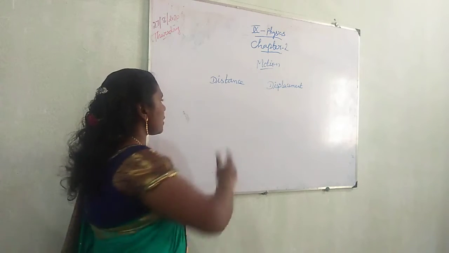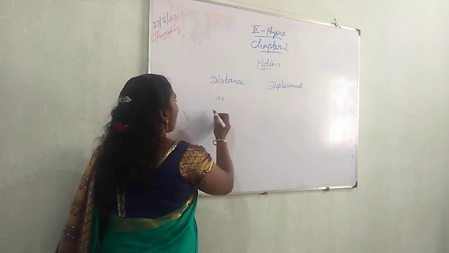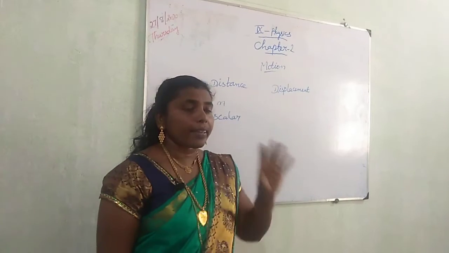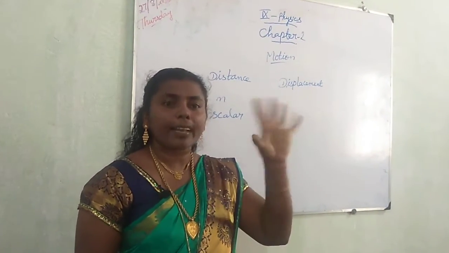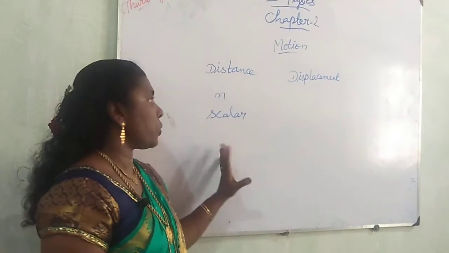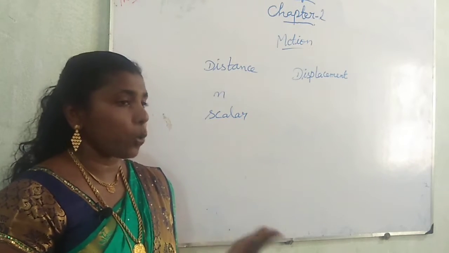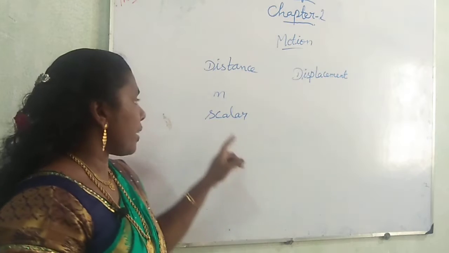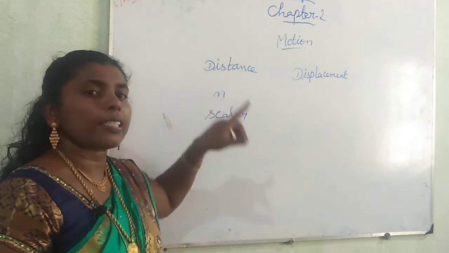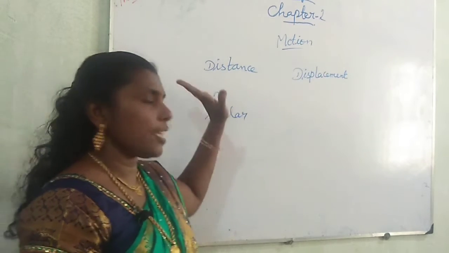The unit of distance is meter. The distance is a scalar quantity. What is a scalar quantity? Only magnitude is there. Direction is not mentioned. So a scalar quantity means only magnitude. Distance is the actual path, irrespective of the direction. So the unit of distance is meter, and distance is a scalar quantity.